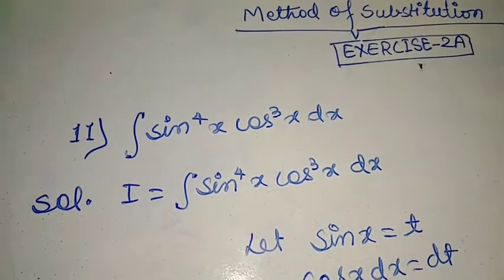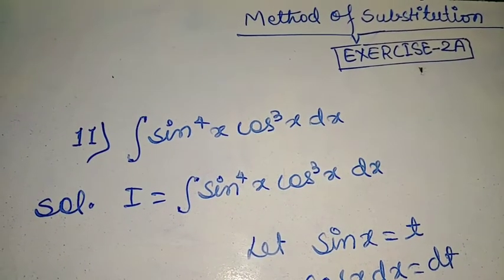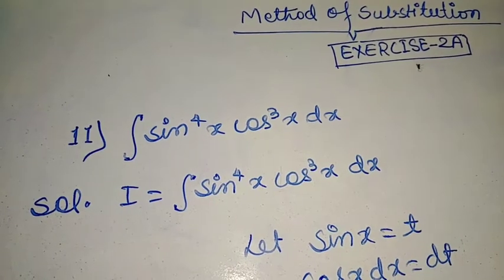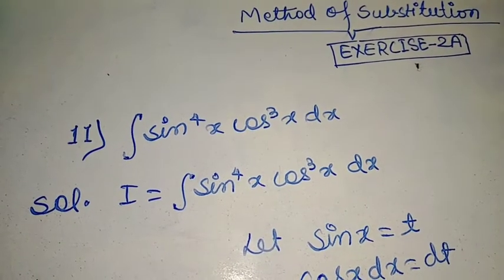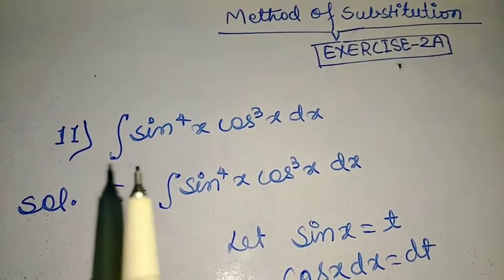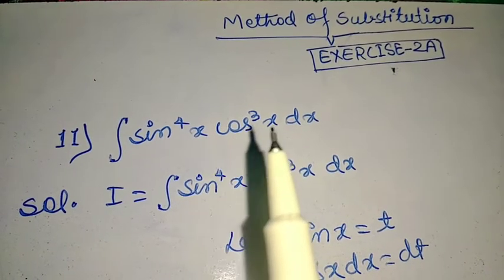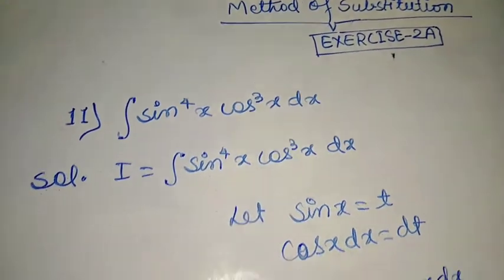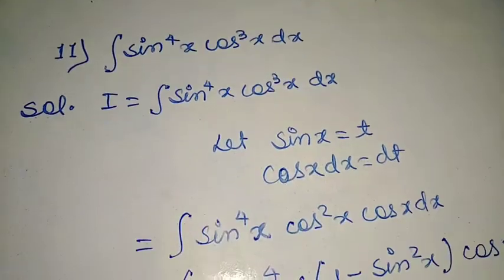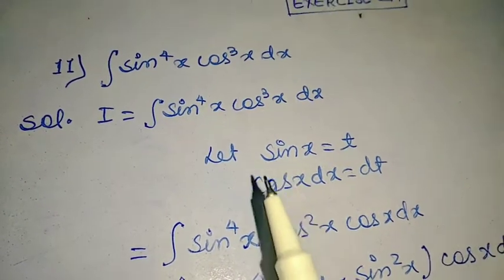In this video, you will get the solution of exercise 2A from question number 11 to question number 15. So this is question number 11. You can see this is integration of sine to the power 4 x into cos cube x dx. So for solving this question, we can substitute t in the place of sine x.